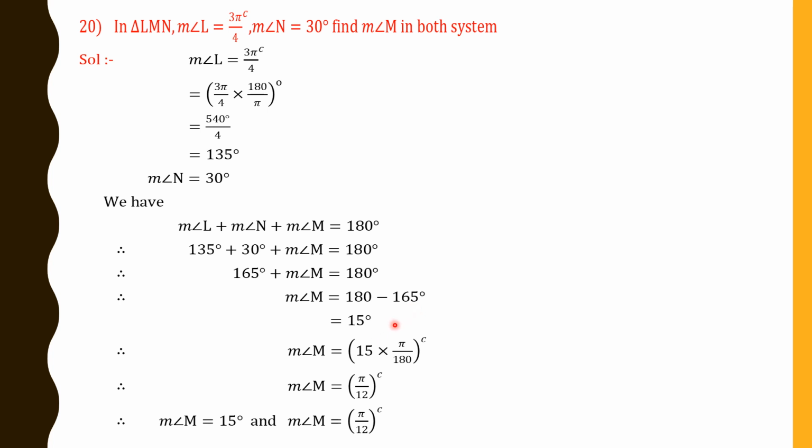Convert this angle into radians, multiply by pi divided by 180. Here is pi divided by 12 radian. Therefore, measure of angle M equal to 15 degree and measure of angle M equal to pi divided by 12 radian.